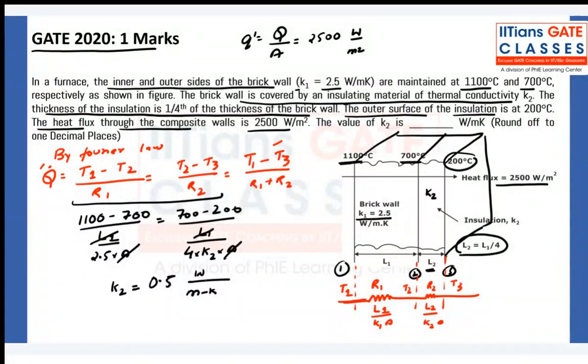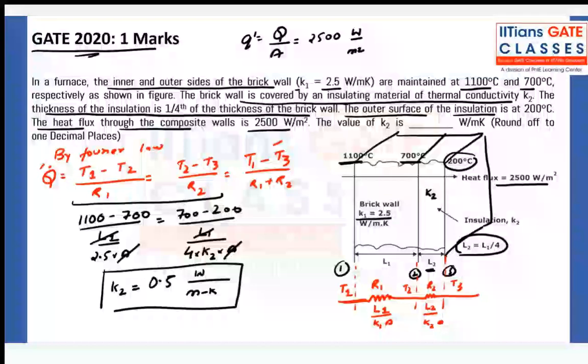Very simple question. It is a 1 mark question, GATE 2020. It should not take you more than 30 seconds to solve this type of question. You start with this equation itself. You will not write anything else there. You start with this equation, as simple as that. Nothing else.